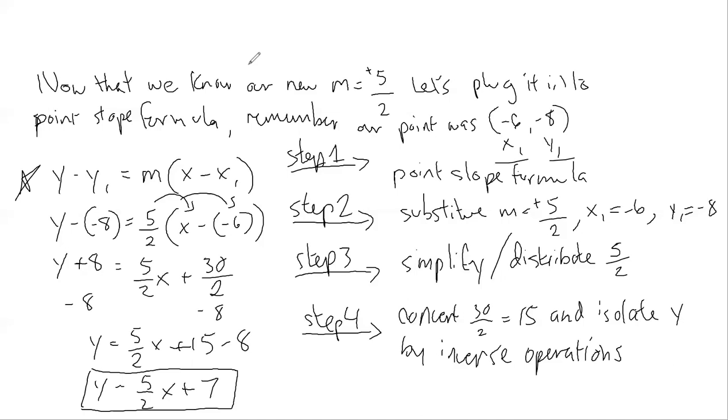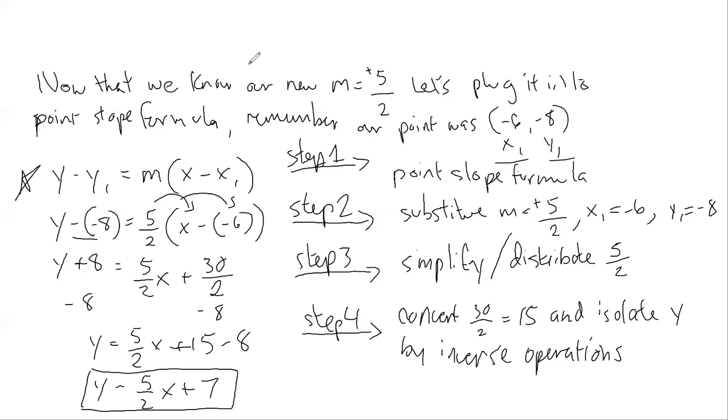Next, step 3, simplify/distribute 5/2. That 5/2 is outside the parentheses. It needs to be distributed, which means it needs to multiply by the x. It also needs to multiply by that -6, whatever it is, right? So let's go ahead and do that. The first part right here, we know that a negative times a negative will be a positive. That means y is equal to +8, right? Equals 5/2 times x is just going to be 5/2x. They just kind of combine.